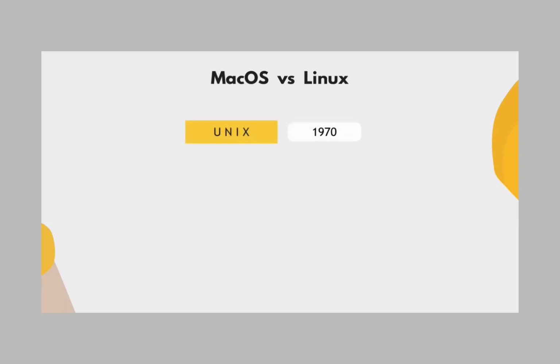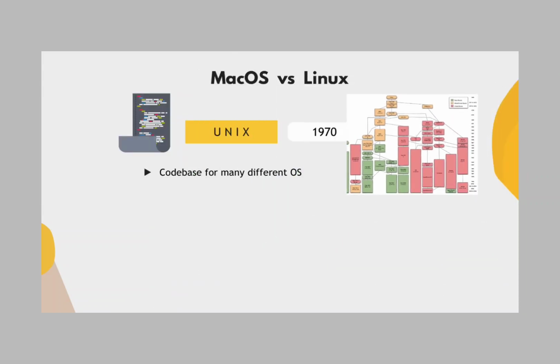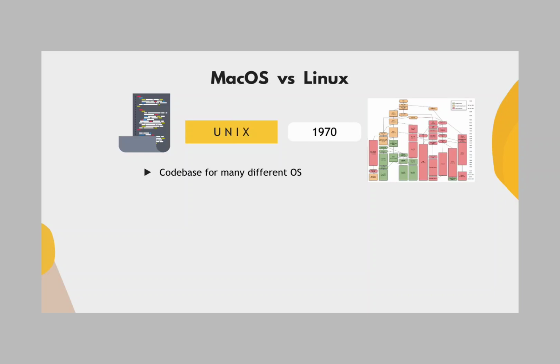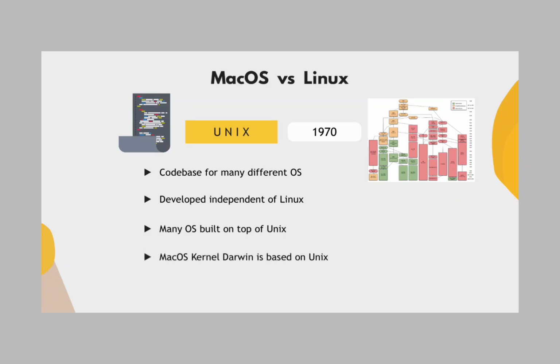when Unix was created. Unix was basically a code base for many operating systems back then. And even though it sounds very similar to Linux, it was created independently from Linux, before Linux actually. And it developed in many different ways, resulting in many different flavors of operating systems that were all based on Unix, meaning they all had the source code from Unix and basically just built on top of that. And one of those operating systems was macOS.